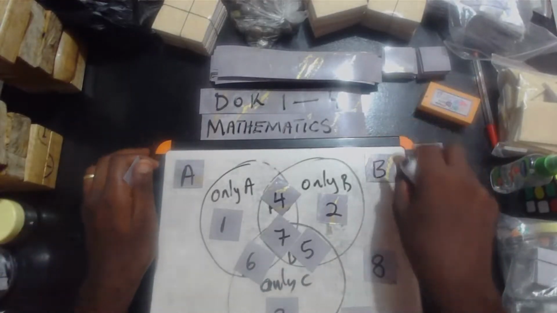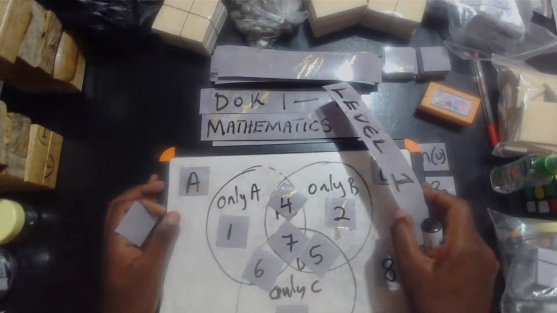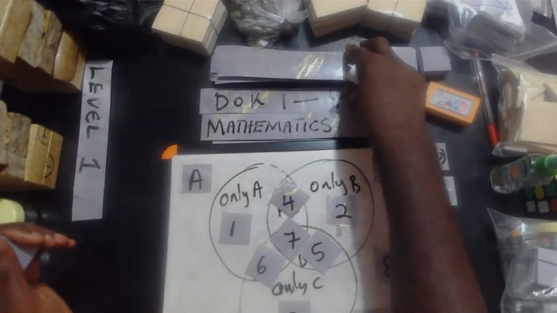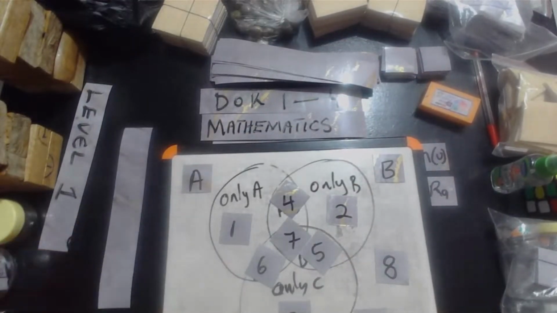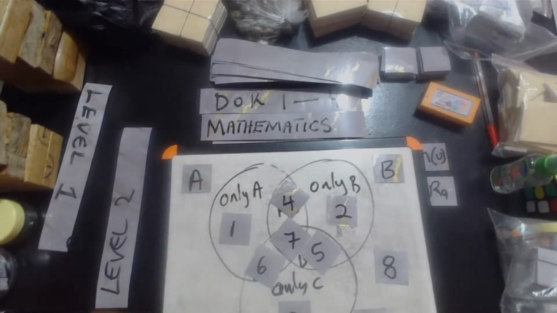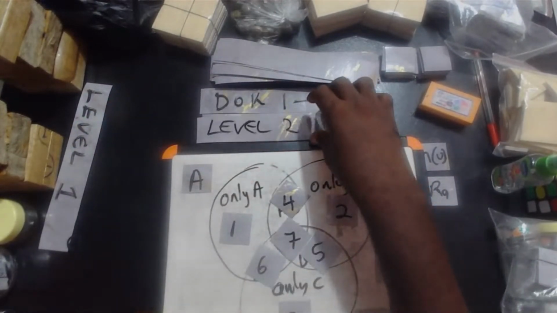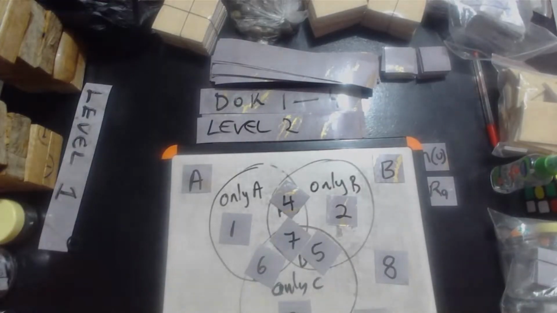Now let's go on to DOK level 2. Let's put DOK level 1 down here. So now let's come down to level 2. In level 2, what are we required to do? Level 2 is a quick question.